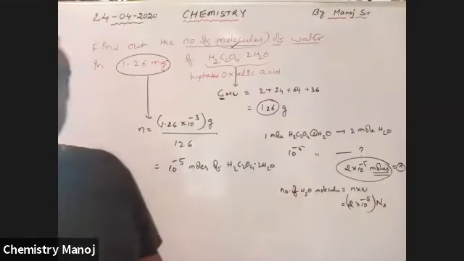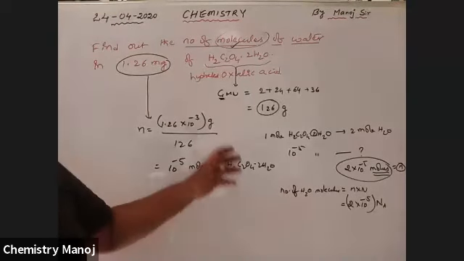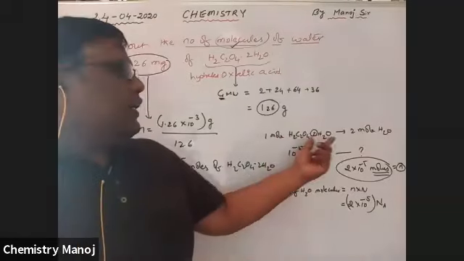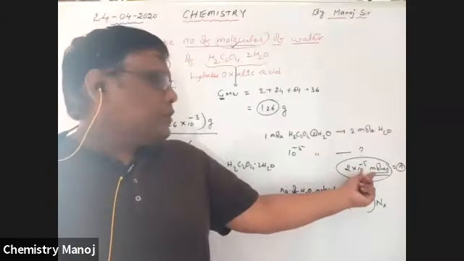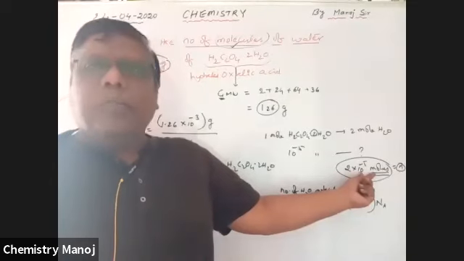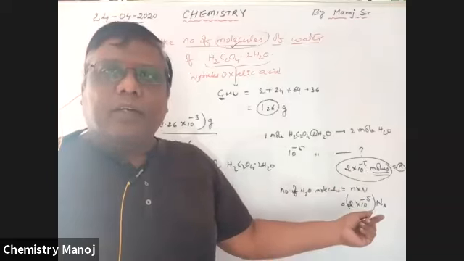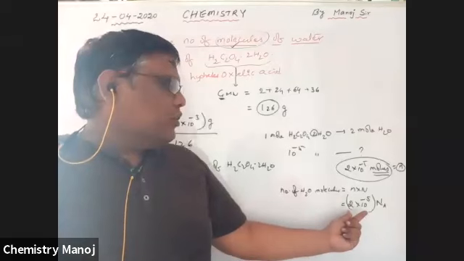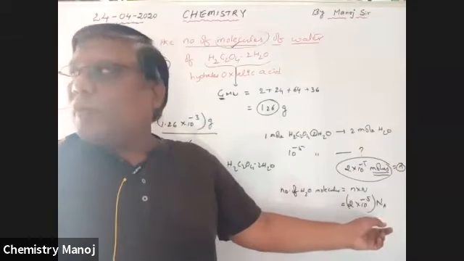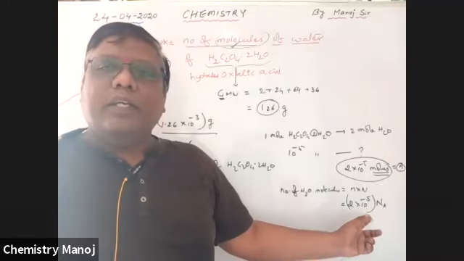So see once again. First of all I find out the number of moles. Now we know 1 mole contains 2 moles water, so this much moles contains this much moles of water molecules. But we want molecules, so molecules is equal to small n into capital N. Small n is 2 into 10 power minus 5. Now the number of molecules is equal to 2 into 10 power minus 5 into capital N. Okay, is this clear?